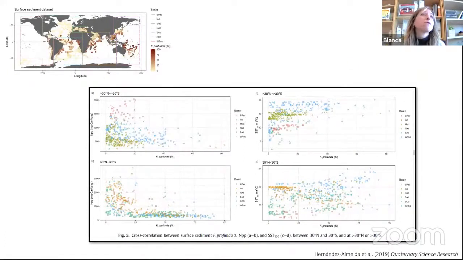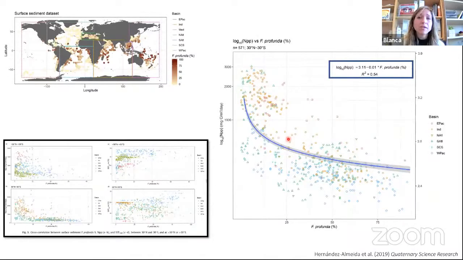The spatial distribution of Florisphaera profunda relative abundance clearly shows decreasing values towards higher latitudes in both hemispheres. Net primary productivity and sea surface salinity are highly correlated to the distribution of Florisphaera profunda in surface sediments. And this is because these two variables relate to the position of the nutricline in the case of net primary productivity, or the stratification of the water column in the case of sea surface salinity. But more importantly, their correlation with Florisphaera profunda reveals different trends depending on the latitudinal band. Our results show that Florisphaera profunda is highly correlated with net primary productivity between 30 degrees north and 30 degrees south, while at higher latitudes it shows a higher relationship with temperature.